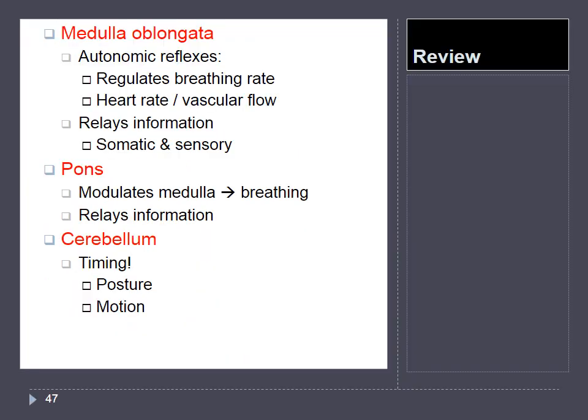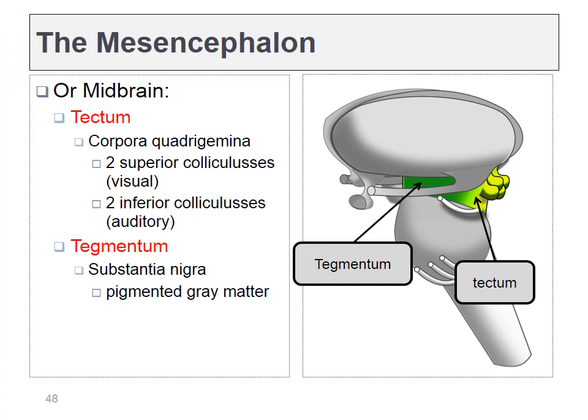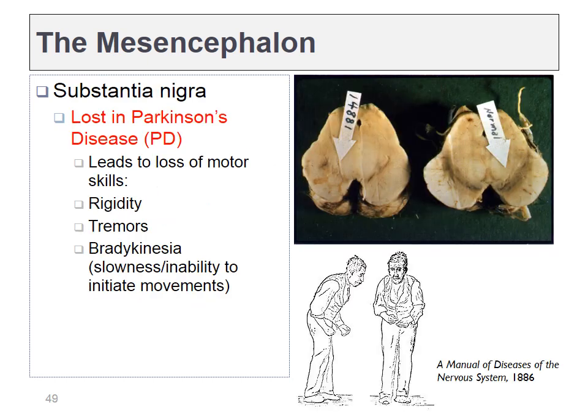So that wraps up the medulla oblongata, the pons, and the cerebellum. Next up is the midbrain. In finding the midbrain, it might be easier to identify the thalamus and then the pons and look in between the two. There are two major portions to the midbrain called the tectum and the tegmentum. More important for me is that you learn about the substantia nigra.